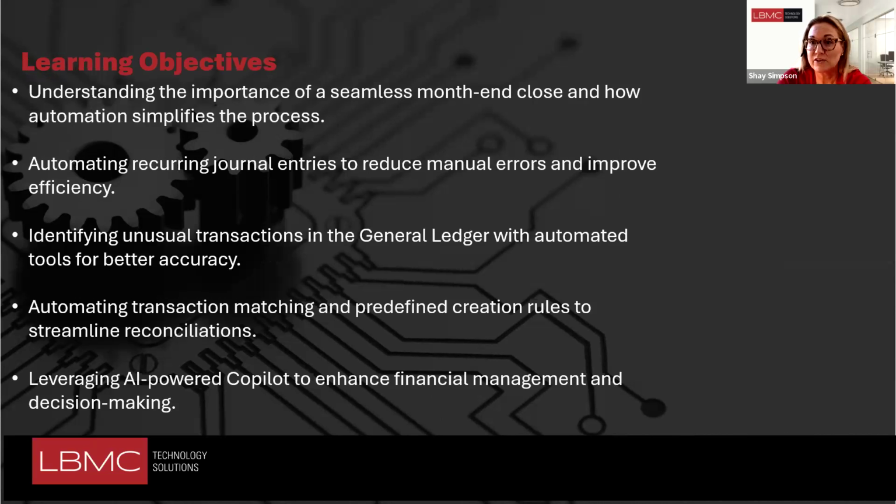Again, going through these learning objectives, we're going to understand the importance of a seamless month-end close and how automation simplifies that process. Automating those recurring journal entries to reduce manual errors and improve efficiency, identifying unusual transactions in the GL with automated tools for better accuracy, automating transaction matching and predefined creation rules to streamline your reconciliations. And then again, that up and coming AI-powered Copilot to enhance financial management and decision making.